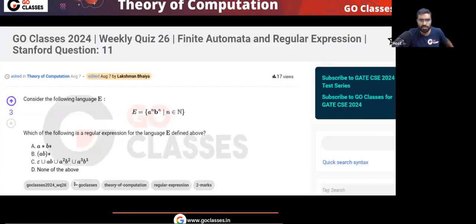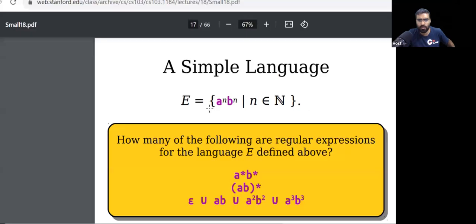So let's see this question. This is our question number 11. This language is given to you. The question is asking what is the regular expression which will describe this language. The language is given as a^n b^n, where n belongs to the set of natural numbers. So which regular expression will describe this language?